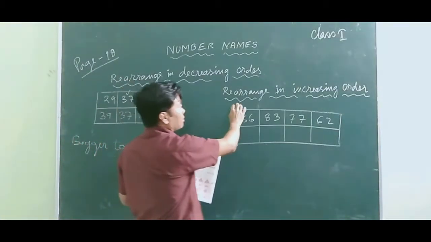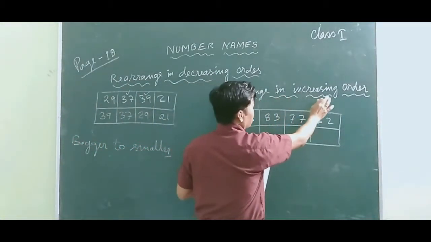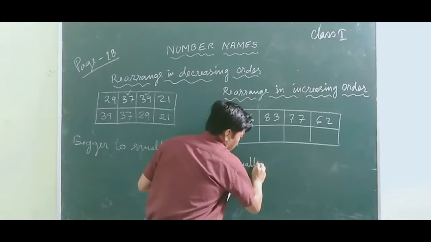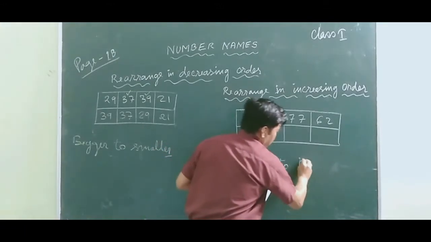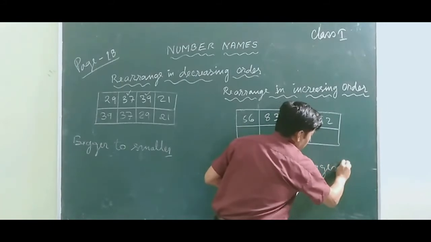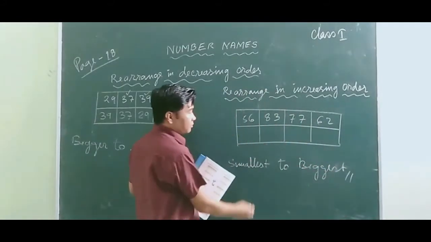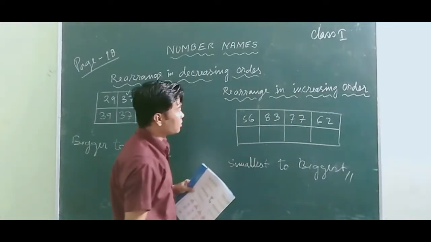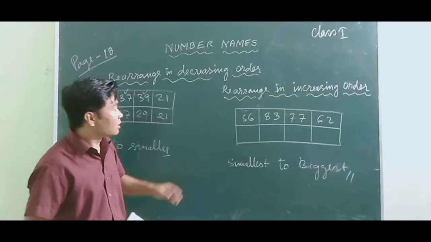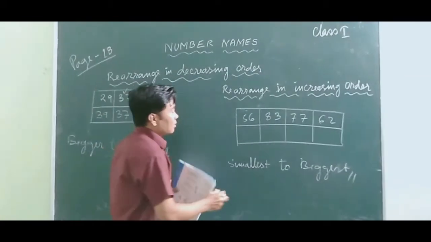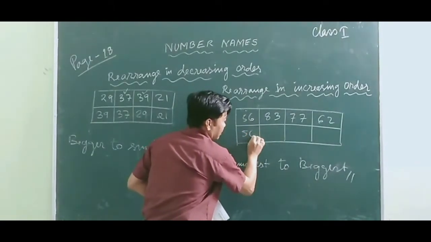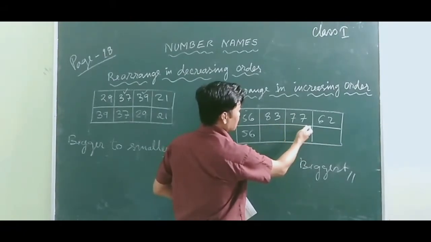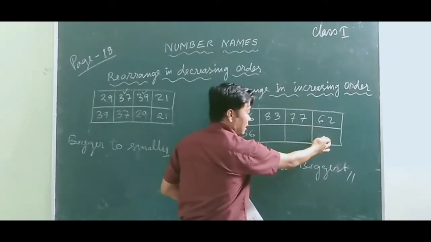And on the right hand side, the next question is rearrange in increasing order. So increasing order means from smallest to biggest, or smaller to bigger. See here, 56, 83, 77, 62. Out of this we have to select the smallest one. So the smallest number is 56 here. Okay, so we write 56 here, and the next and the biggest number is 83. So 83 will come at last, right?